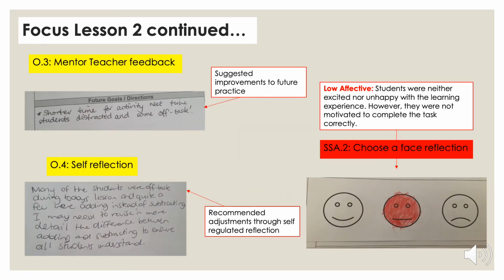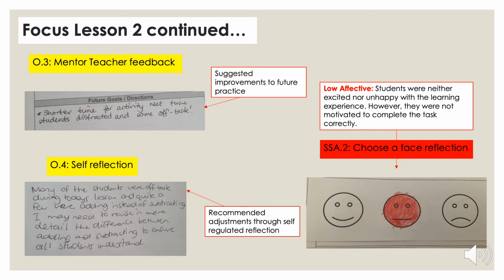The low engagement level is evident in Observation 3 and 4, where my mentor teacher had suggested to shorten the time allocated for each activity, as some students were off task, therefore creating a low affective learning experience. Similarly, my personal reflection provides evidence of the lack of understanding of some students, therefore directing my focus to revising the concepts of addition and subtraction before proceeding with activities.